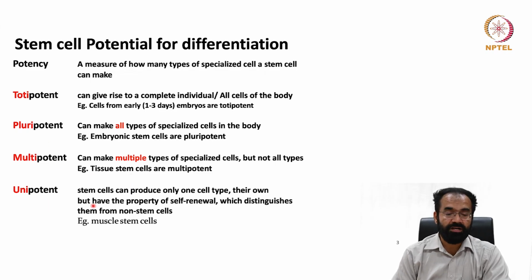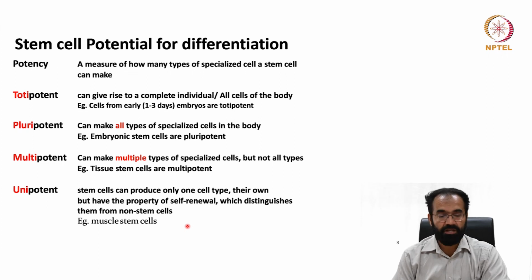When it comes to unipotent, they are stem cells that can produce only one cell type, their own, but have a property of self-renewal as any other stem cell, which distinguishes them from non-stem cells. Because non-stem cells, once they exited the cell cycle, they normally don't divide. Fibroblasts are an exception. Fibroblasts divide, but they are not considered stem cells because they cannot differentiate into something. So muscle stem cell, for example, cannot give rise to any other cell type. It can give rise to only muscle. So they are examples of unipotent cell.